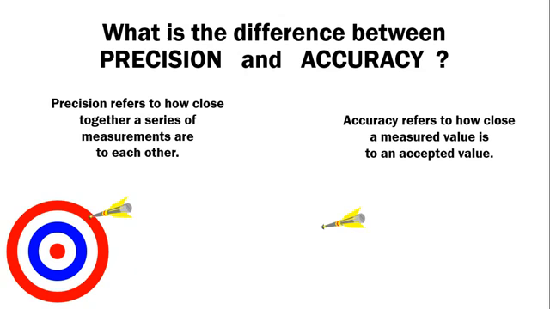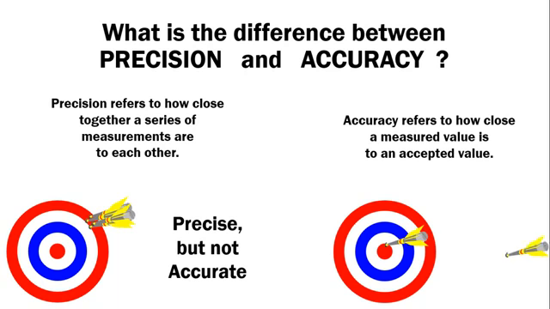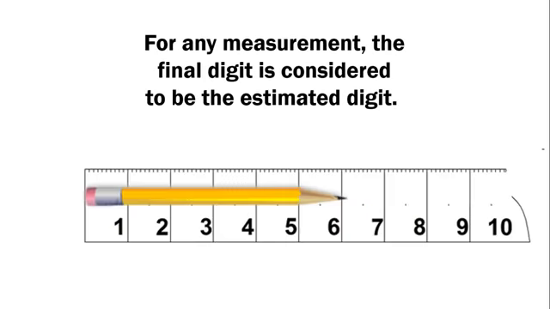In this example, if these darts represent precision, they are close to each other, but they are not close to the bullseye. So they would be precise, but not accurate. This example would be not only precision, but also accuracy as well. And this is what we shoot for in chemistry. We're trying to be both precise and accurate.